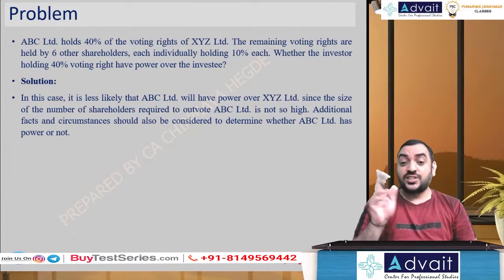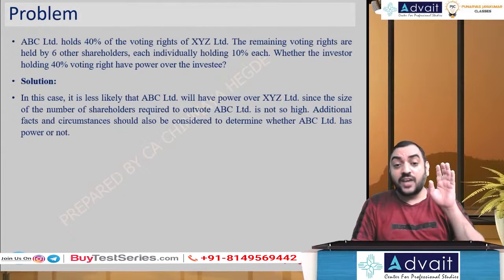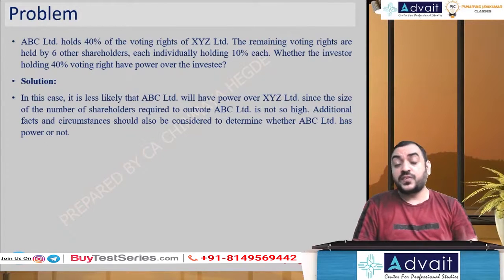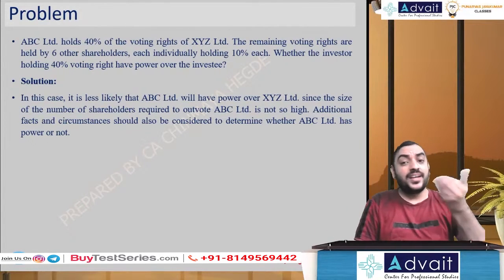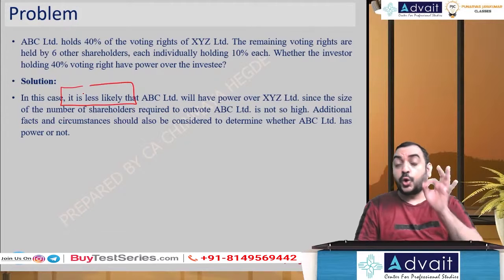Don't make the decision just based on your percentage. Look at others' percentage. Others are six shareholders with 10% each. So if all six shareholders come together and make a decision, it will be against you, right? So it is less likely. Don't make conclusive words.